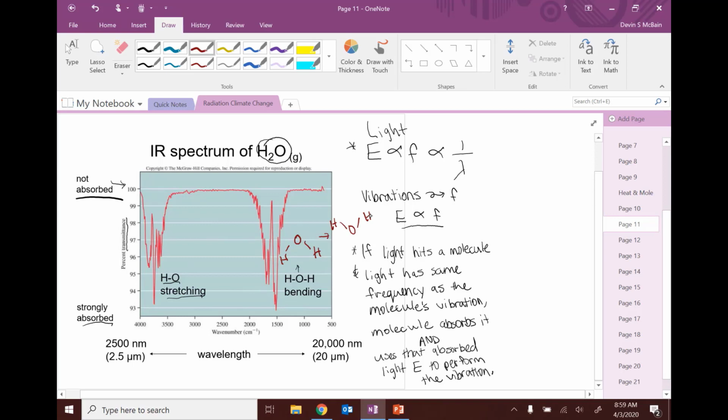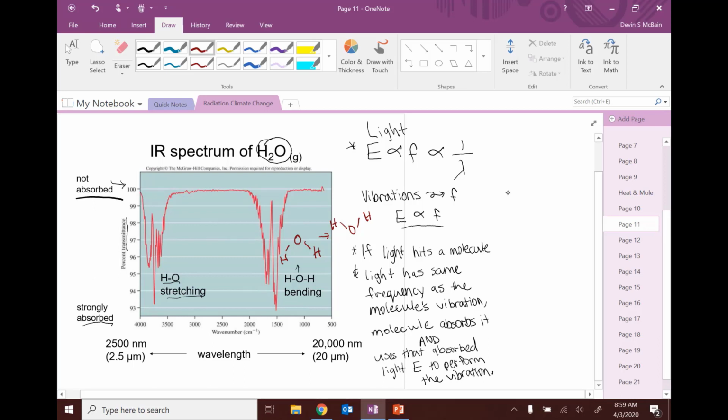Okay. And so why does it happen at particular frequencies? Why do we know this? So recall from our discussions on light that energy is proportional to the frequency of light, the frequency that the light is vibrating, basically, and that is proportional to the inverse of the wavelength of that light. But guess what? Vibrations are waves as well, okay?